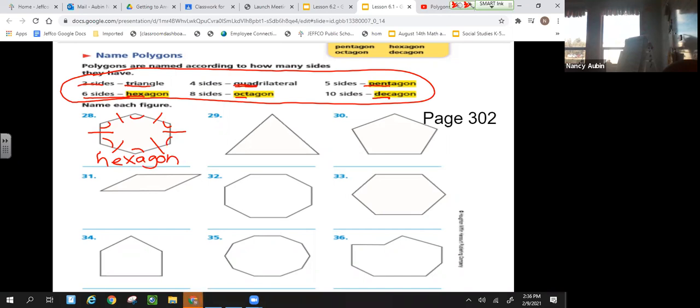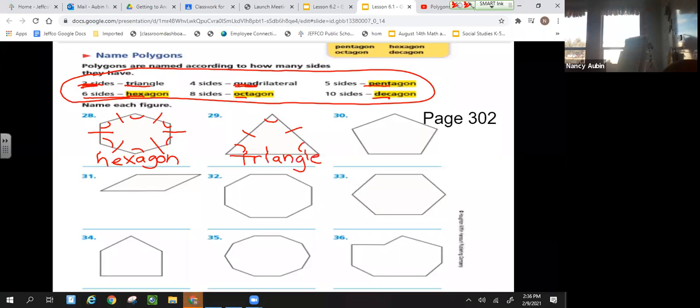The next one's pretty simple. 1 line segment, 2 line segments, 3. 1 angle, 2 angles, 3. All acute angles, by the way, because they were kind of cute and small. 3, I come up here, 3 is a triangle.